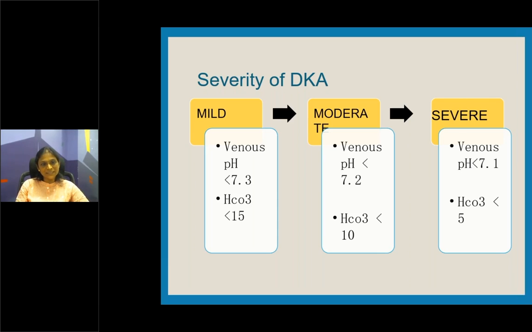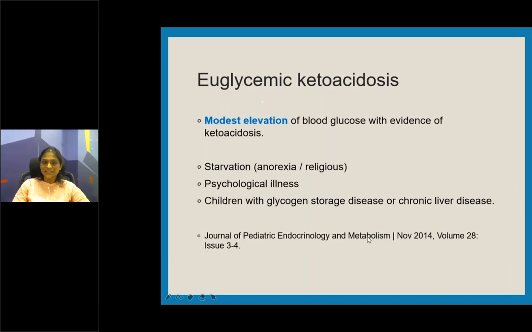If it is a mild DKA, the venous pH is between 7.2 to 7.3 and the bicarb is between 10 to 15. In moderate DKA, the venous pH is somewhere between 7.1 to 7.2 and the bicarb is between 5 to 10. In severe DKA, the pH is less than 7.1 and the bicarb is less than 5.